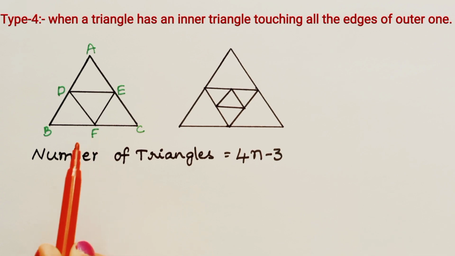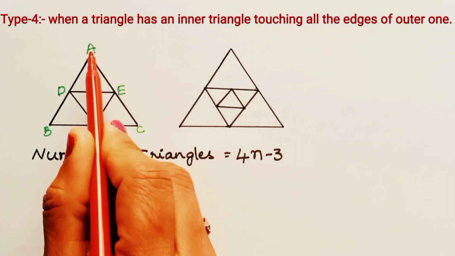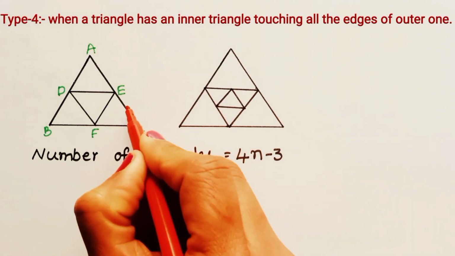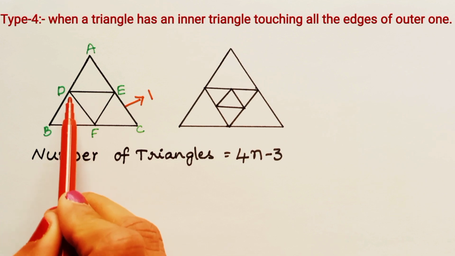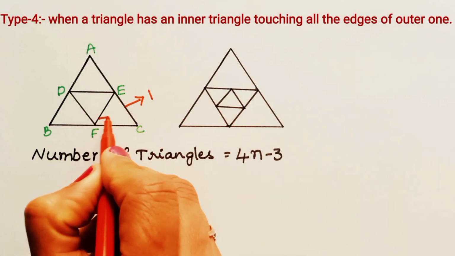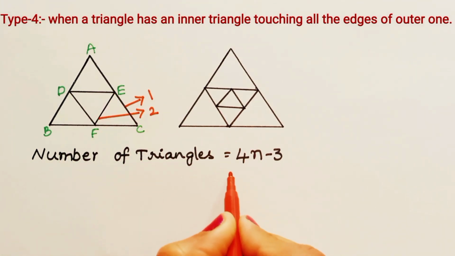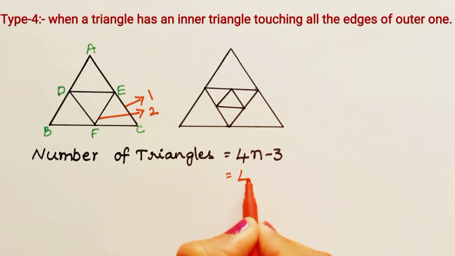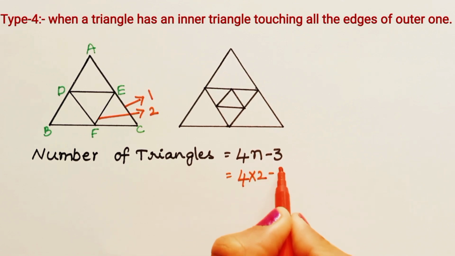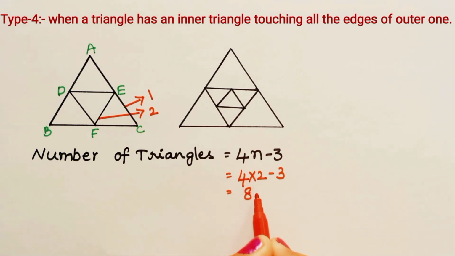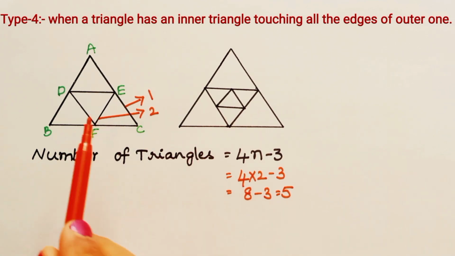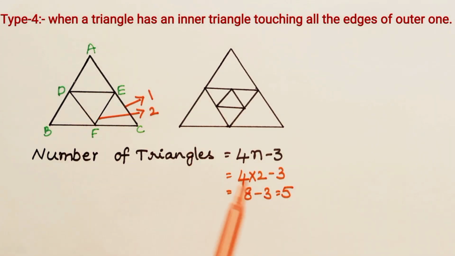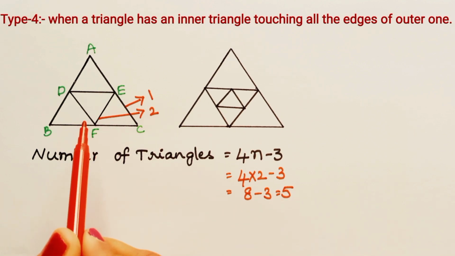Let us see how many number of triangles are present. Here we can see a bigger triangle ABC, this is the 1, and we can see a smaller triangle DEF, 2. So 4n minus 3 is equal to 4 into 2 minus 3, 4 2s are 8 minus 3, which is equal to 5. How many number of triangles are present in the figure? There are 5 triangles. Now let us check all these 5 triangles.